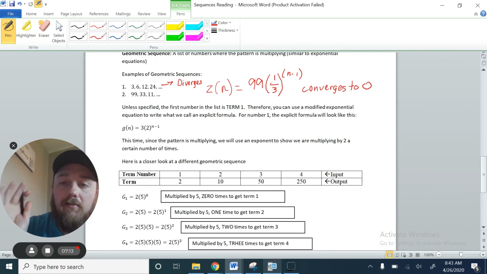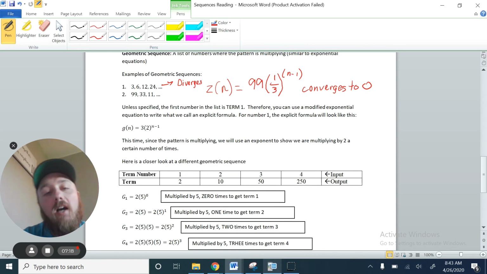So that's it. Sorry it took so long, but hopefully that helped, and we know how to identify it, how to put it into an explicit formula, as well as whether it diverges or converges.